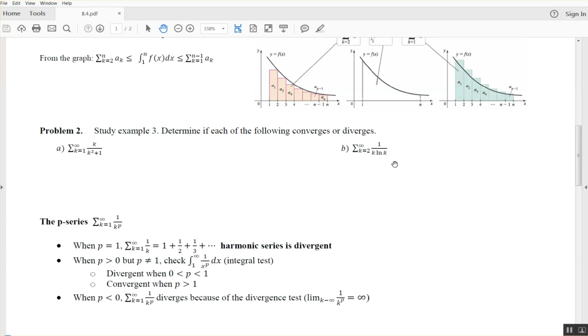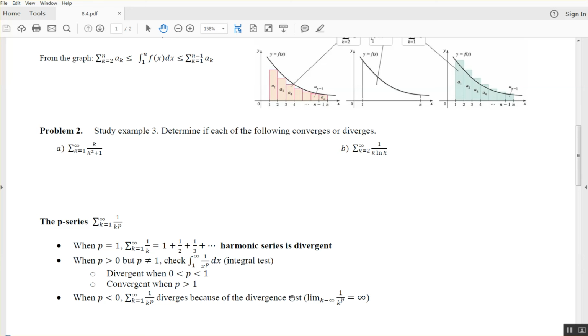This is the first example. I would like you to try the second example. It's all about evaluating this integral, 1 over x natural log of x. Okay, so determine a good method to integrate this integral.